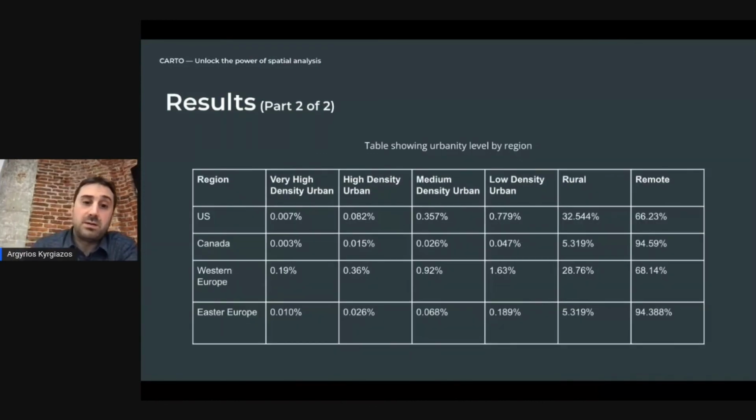Now, some other statistics by region. We can see that for the US, 66% is remote and only 0.07% is very high density urban areas. While if we go to Western Europe, we see that 0.2% is very high density urban areas and only 68% is remote areas. These are interesting statistics that we also used for evaluating the performance and validity of the model that we built.